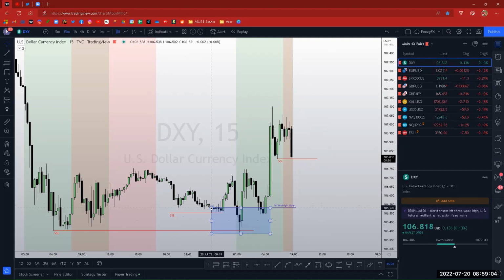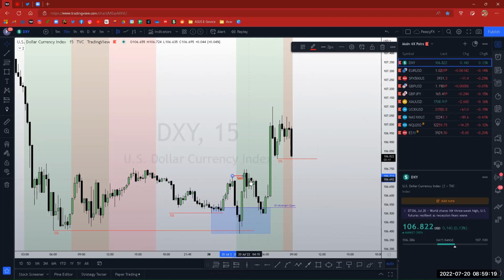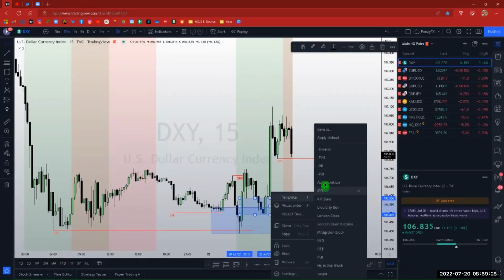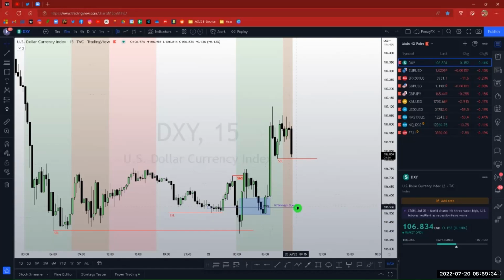So we open up at midnight, we jam down, running out liquidity, trade up. When we trade up, we shift in market structure right here. There's our shift in market structure. And lo and behold, what do we have? Fair value gap. Let me delete this. We have our fair value gap. Price trades up, shift in market structure, comes back down into our fair value gap.